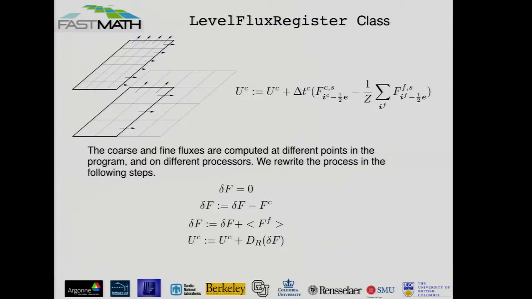Things are much more complex at the finer level, because the coarse level computes its fluxes, and if it happens to be at the same level, again it can proceed. But if it has a fine-coarse boundary, then it has to remove the coarse fluxes, take the average of the flux from the fine level, and apply that to the coarse level.